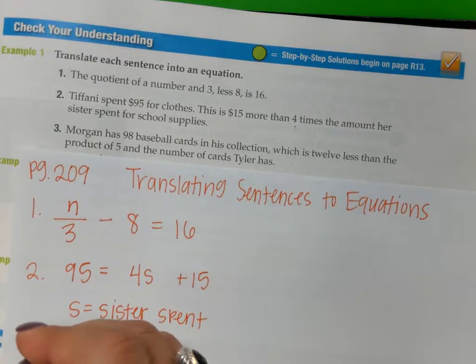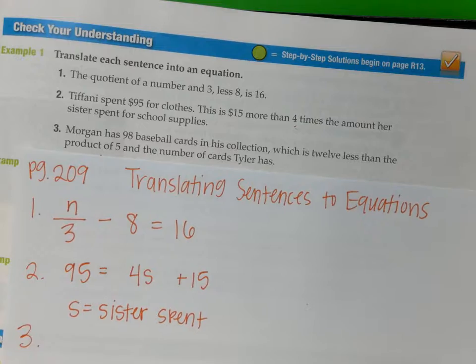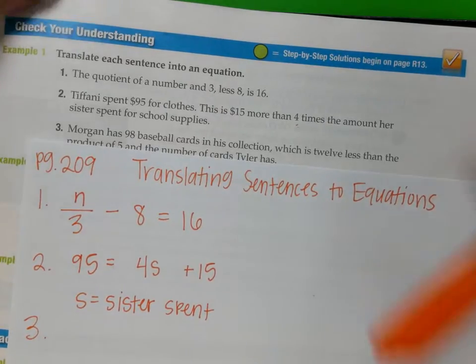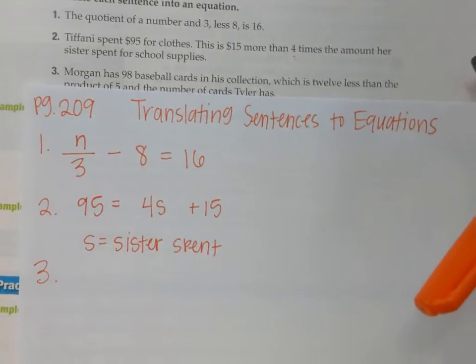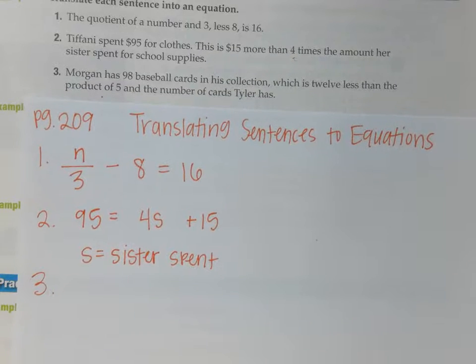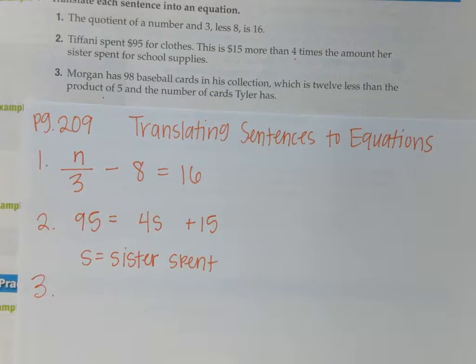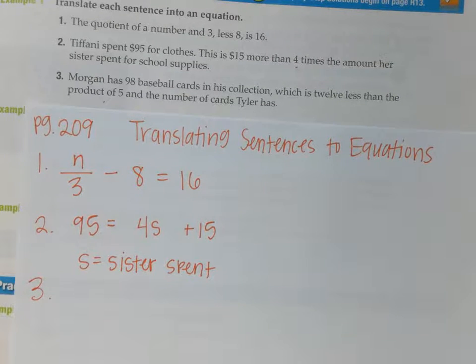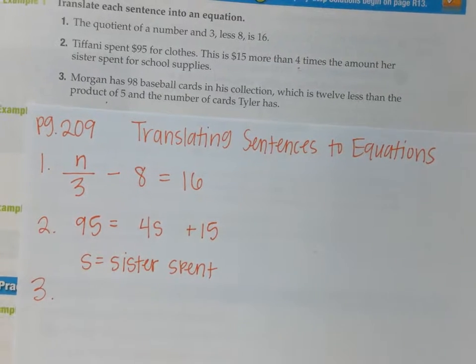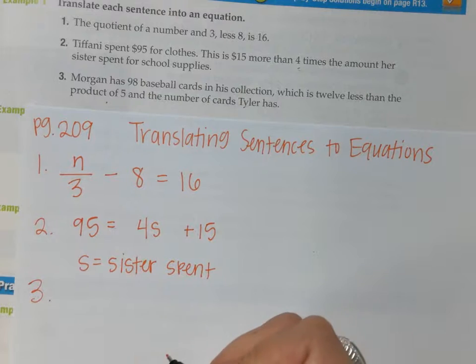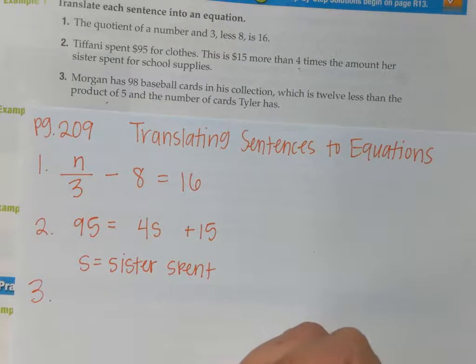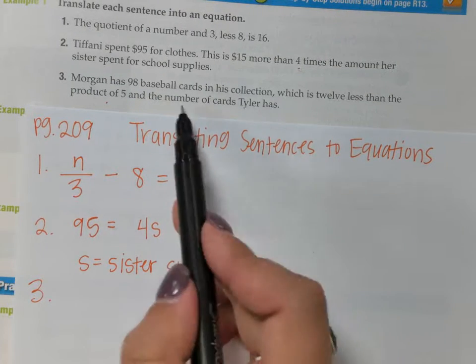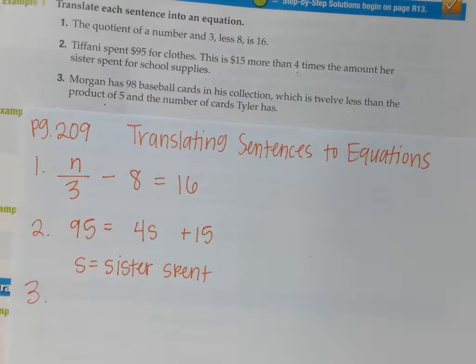All right, let's look at number 3. So number 3, it says Morgan has 98 baseball cards in his collection, which is 12 less than the product of 5 and the number of cards Tyler has. So what do we think my variable is going to be here? T for the number of cards Tyler has? Because we don't know how many cards Tyler has. So we're going to let T be our variable.